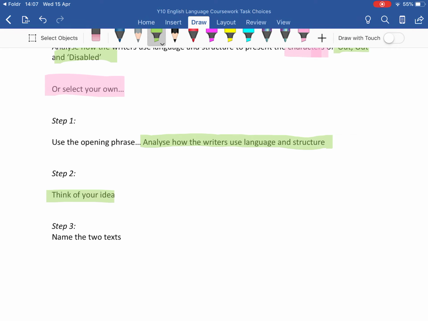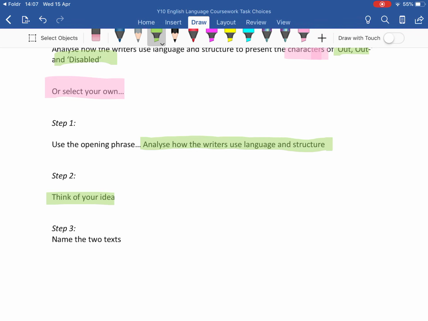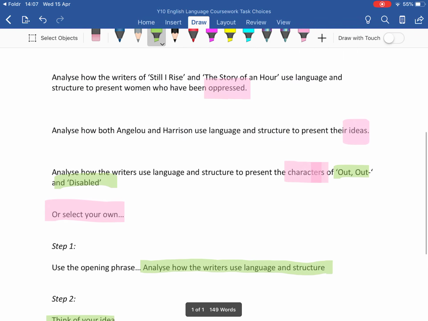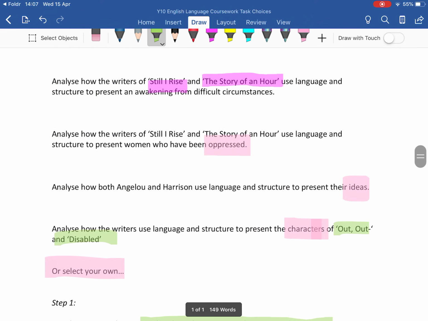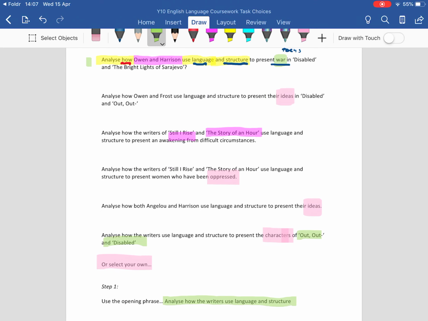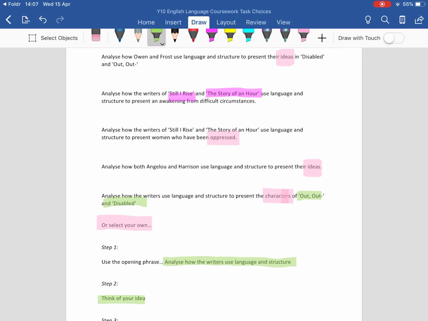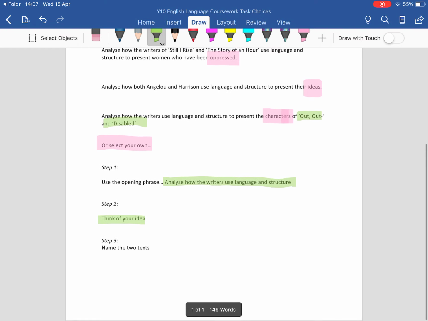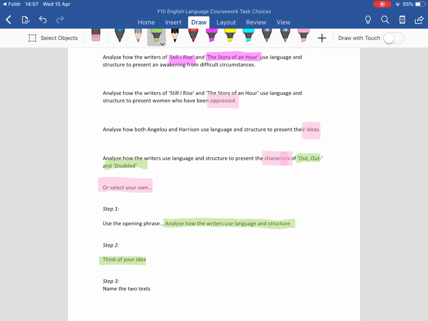So this is what I want you to do now for your task. I want you to read through all of the texts that we've studied, the 5 texts. I want you then to pick the question that you think suits you most. Now, I want you to pick your question based not off which question makes most sense to you, but I want you to base your question on which texts you feel most confident writing about. Which 2 texts stand out most to you? Which 2 texts do you feel most confident in analysing? Which texts make most sense to you? And then I want you to pick the question for those 2 texts.